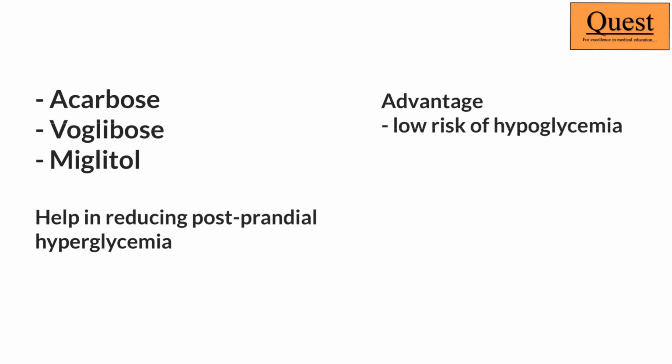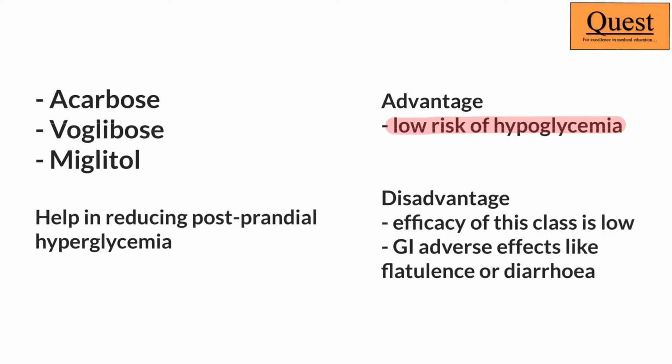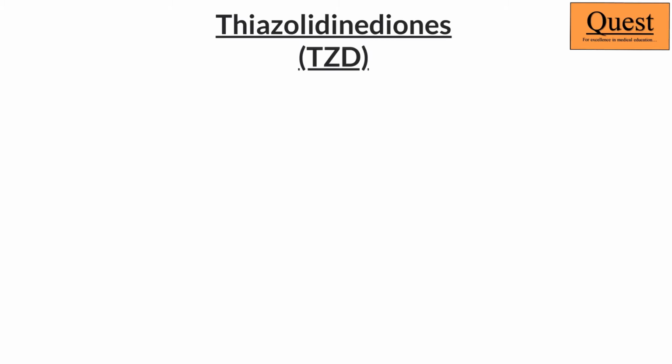An obvious advantage is a low risk of hypoglycemia, but a disadvantage is that there are going to be GI adverse effects like flatulence. If the starch is going to remain in the stomach, patients can have flatulence as well as diarrhea. Next on our list are a big name, Thiazolidinediones, or TZD.